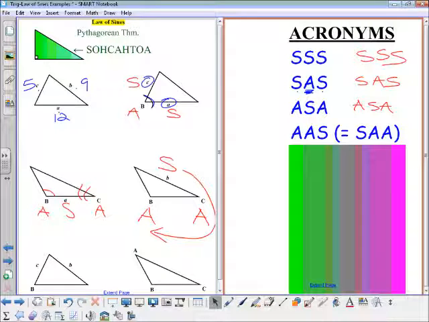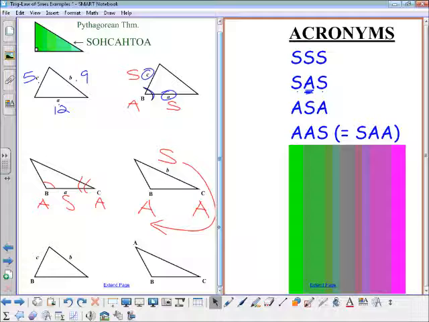Okay, take those back off. Okay, so angle, angle, side's the first one where you could also say side, angle, angle. Okay, I'm pointing that out. There is a reason for that. And we're going to move down a little bit.